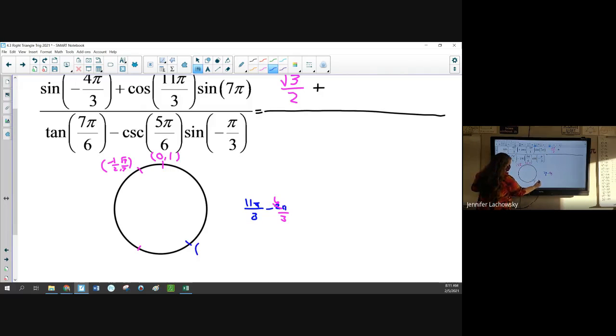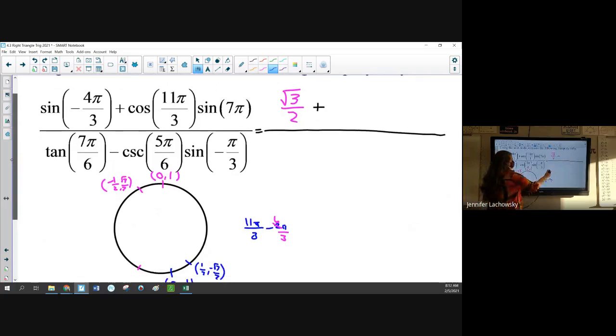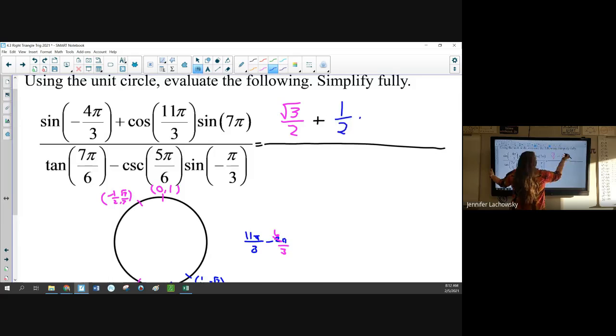So that coordinate point is 1/2, negative square root of 3 over 2? Yeah? Okay. What am I needing? Cosine? What is the cosine? 1/2. Okay. Times, I need sine of 7 pi.